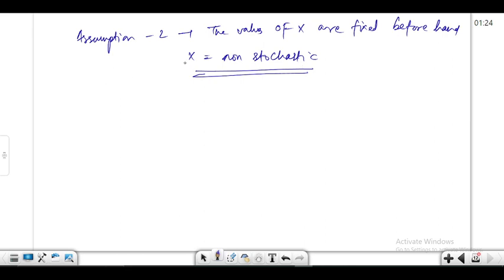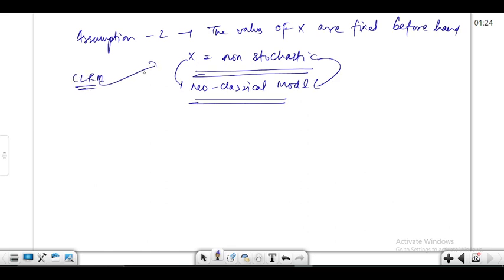So if the values of x are non-stochastic, we get a different model, which is called the neoclassical model. Classical model. Okay, so if x is non-stochastic, we'll have a different model to work upon. In the case of CLRM, your classical linear regression model, my x is stochastic. Okay, x variable is stochastic. Now I have assumption 3.